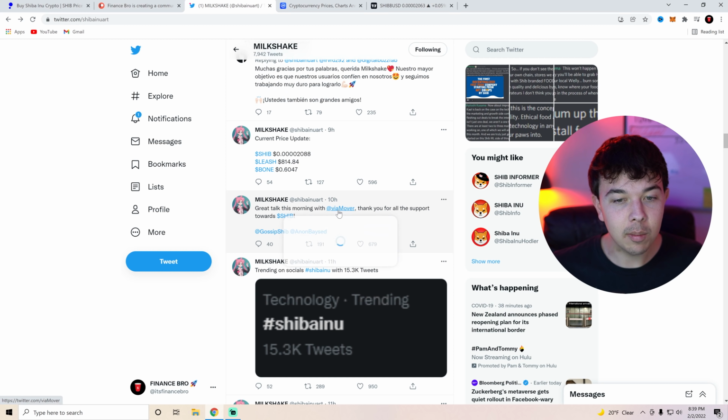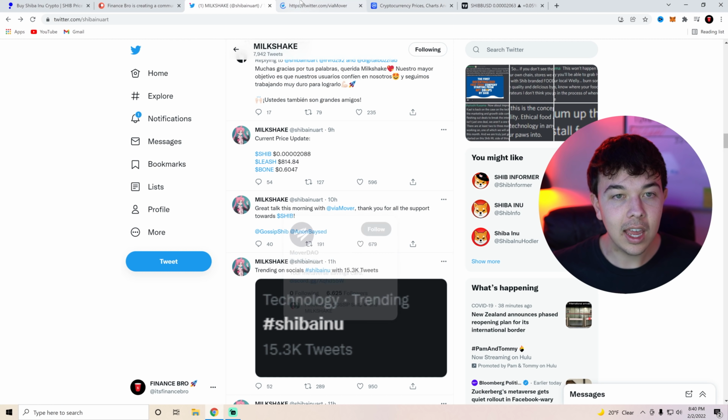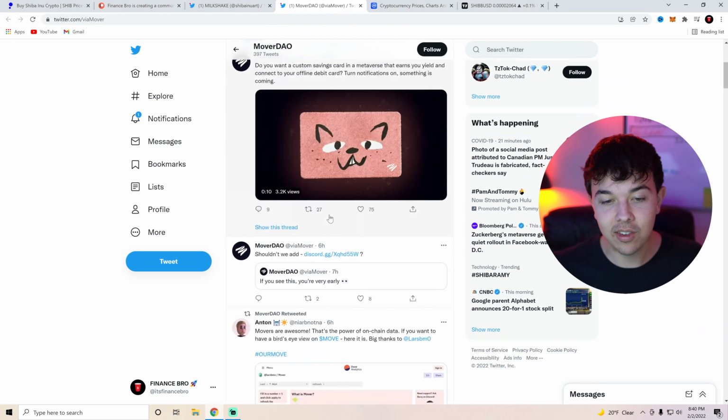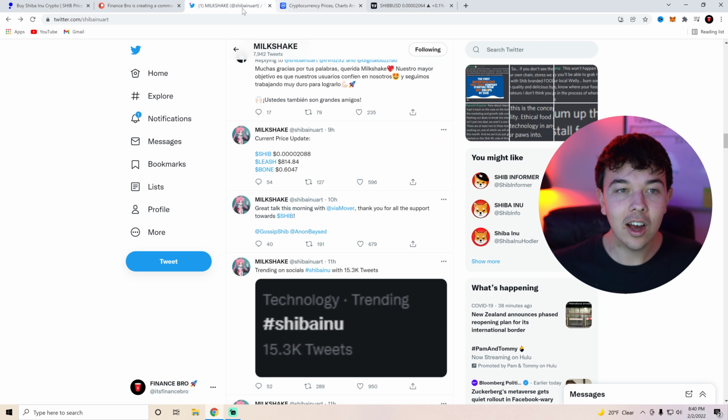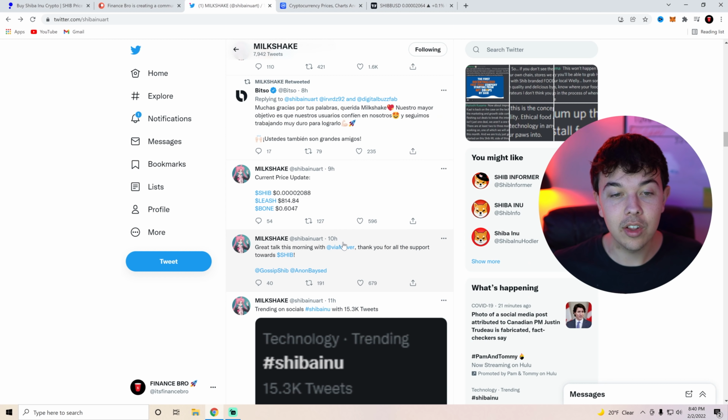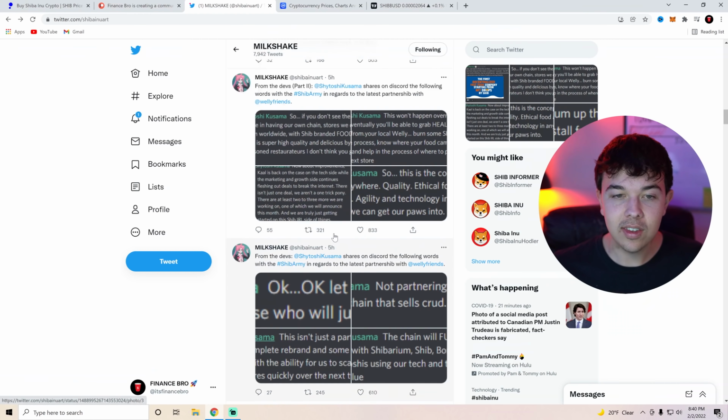Next thing up, we have Via Mower, and they had a great talk with Via Mower apparently, and this is a metaverse savings card. So apparently we are in contact with a metaverse savings card. Apparently we had a good talk with them this morning. That's really good to see.